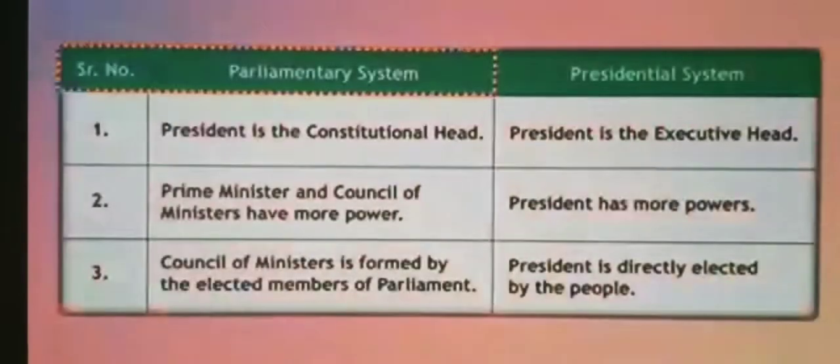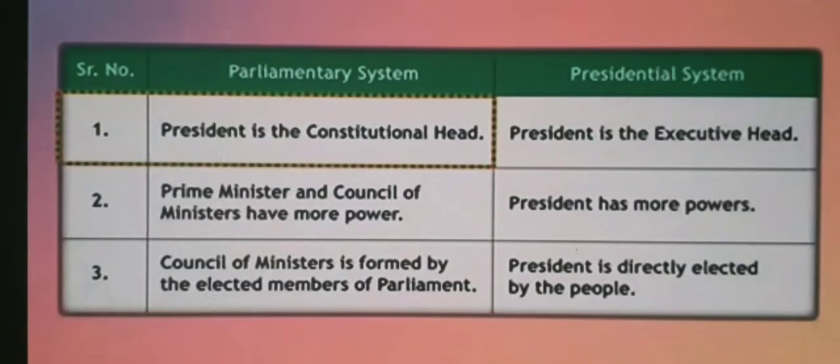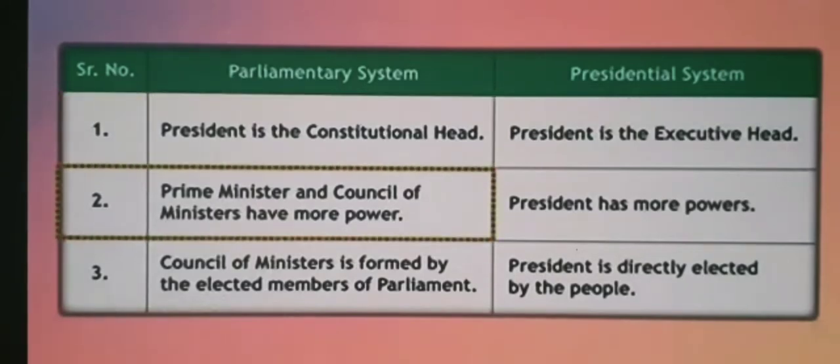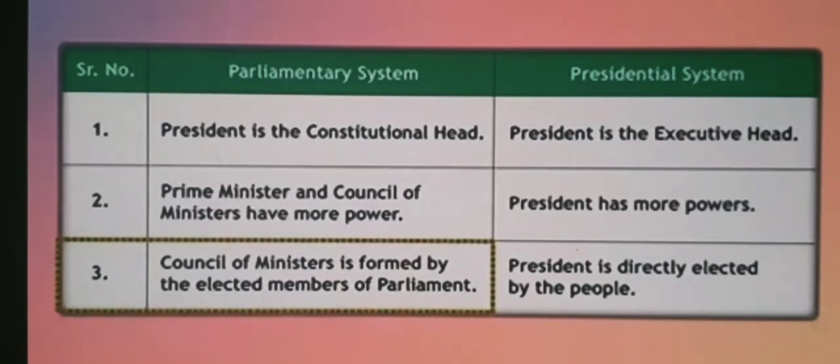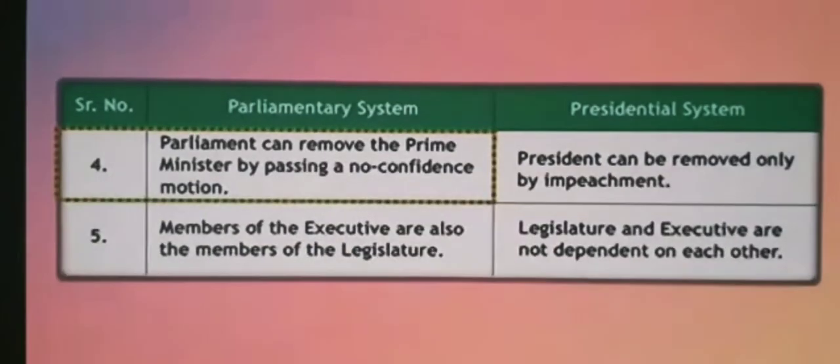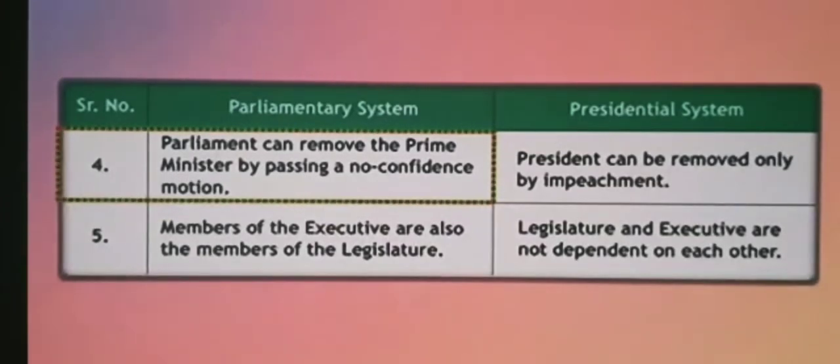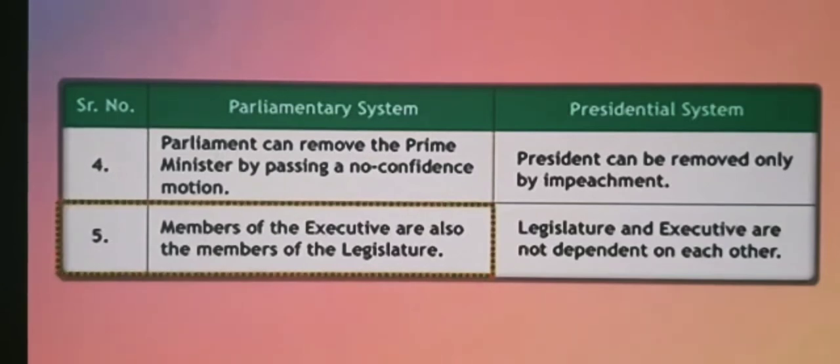What is the third one? What is the difference between the parliamentary and presidential system of government? Parliamentary system. The President is the constitutional head. Prime Minister and Council of Ministers have more power. The Council of Ministers is formed by the elected members of Parliament. Parliament can remove the Prime Minister by passing a no confidence motion. Members of the executive are also members of the legislature.